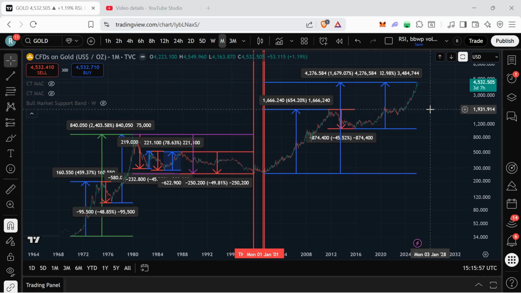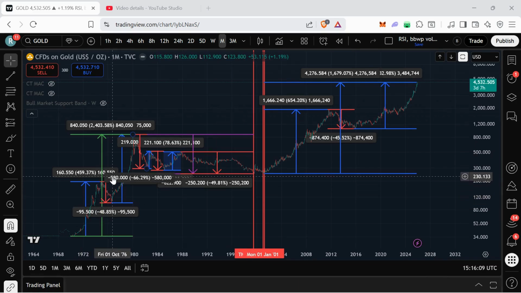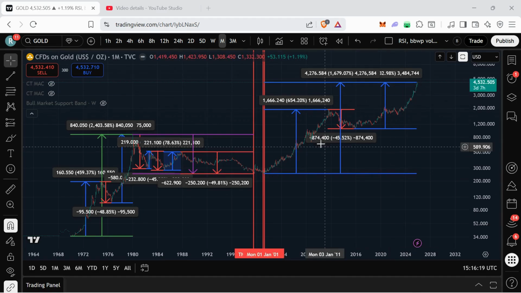If you haven't been sleeping under a rock for the last year or so, gold is at 4,532 US dollars for 1 ounce. So it's very interesting how you have essentially this 10-year bull run, a 20-year more or less bear market, and then followed by this approximate 25-year bull run.